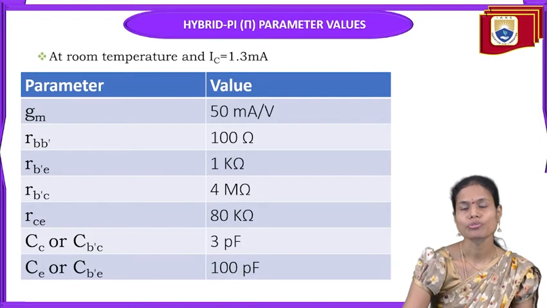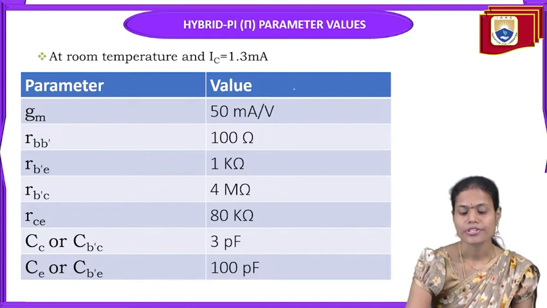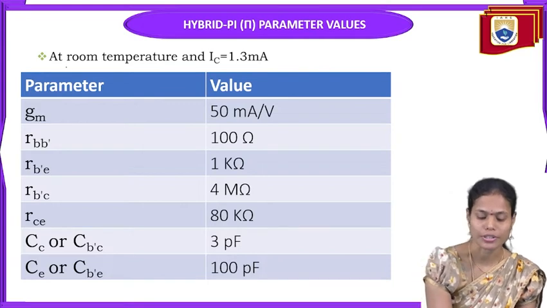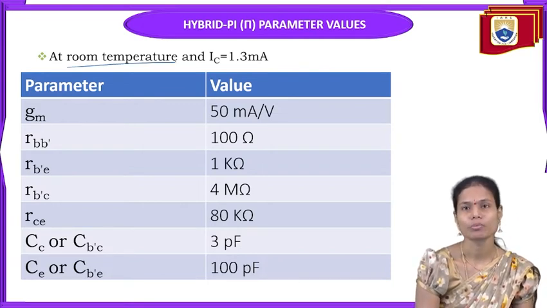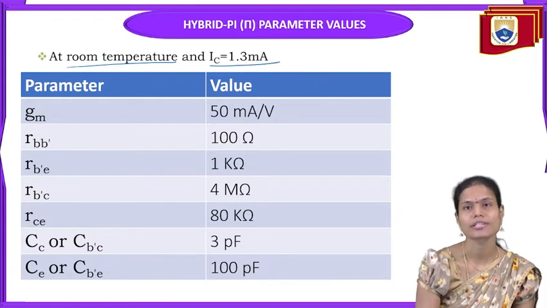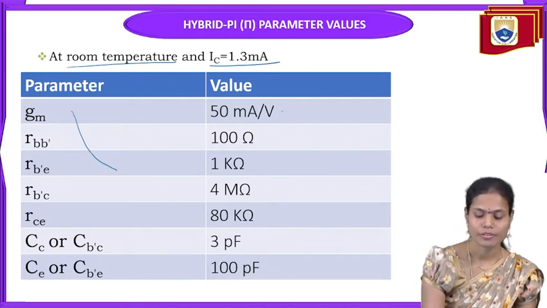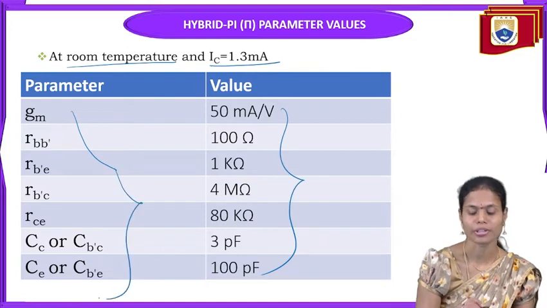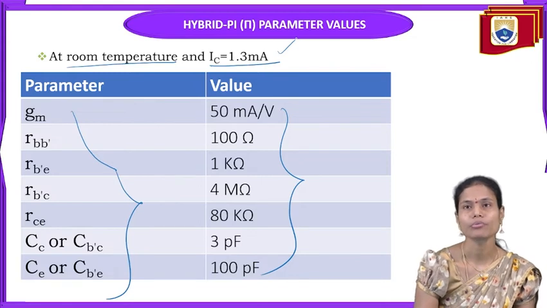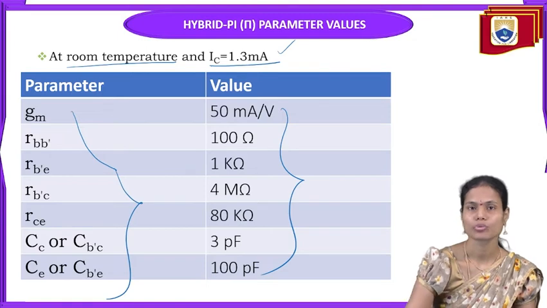So these are all the parameters we discussed, and we need to find all these parameters from the hybrid pi model. To find those values, we require these H parameter values, hybrid pi parameter values at room temperature. When we consider room temperature, the collector current we will get is 1.3 milliamps. So when the collector current is 1.3 milliamps, these are the values of all these parameters. We will get these particular values at collector current equal to 1.3 milliamperes, and in that case we have to maintain room temperature.